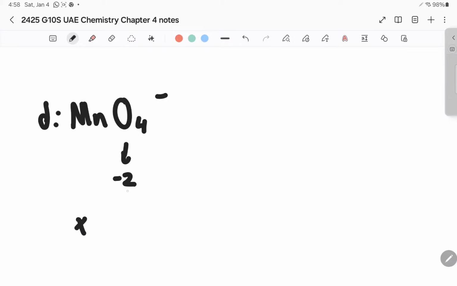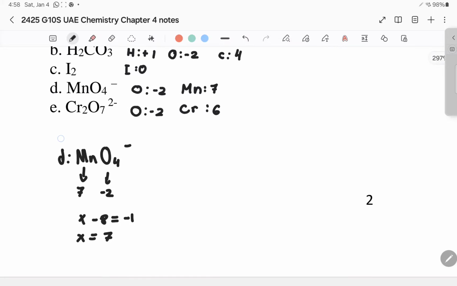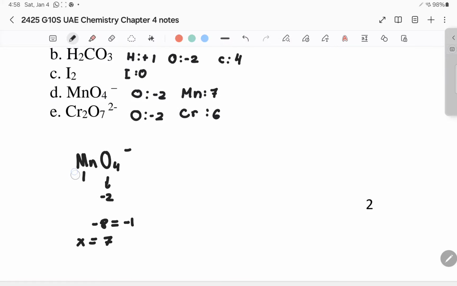x minus 2 times 4, which is minus 8, equals, this time it's not 0. This time your compound has a charge, which is minus. If it says minus, it means minus 1. So equals minus 1. Then you move the minus 8 to the other side, making this negative 1 plus 8, which is 7. So Mn has an oxidation number of 7. And that's how you solve part D.